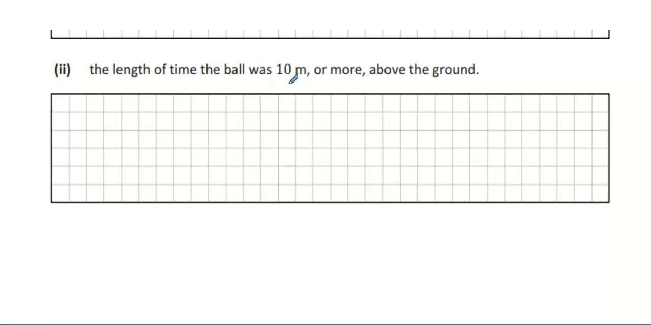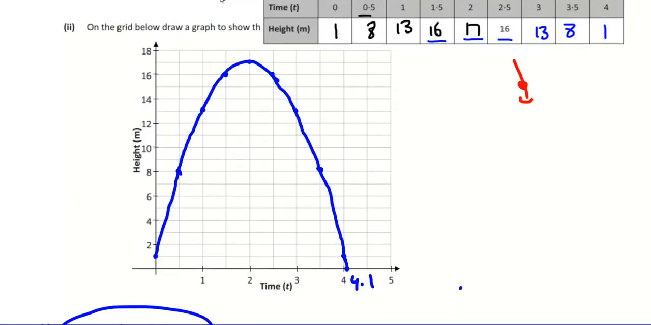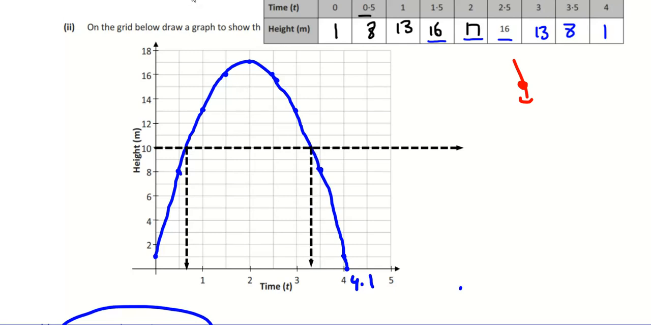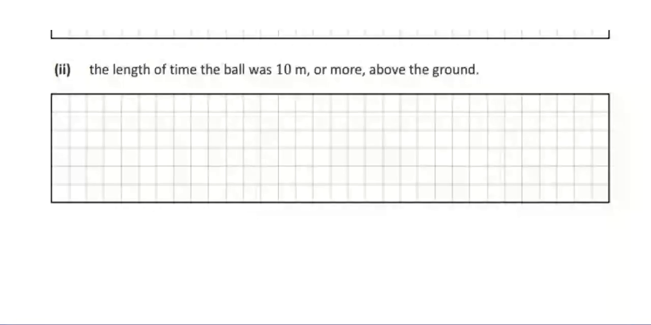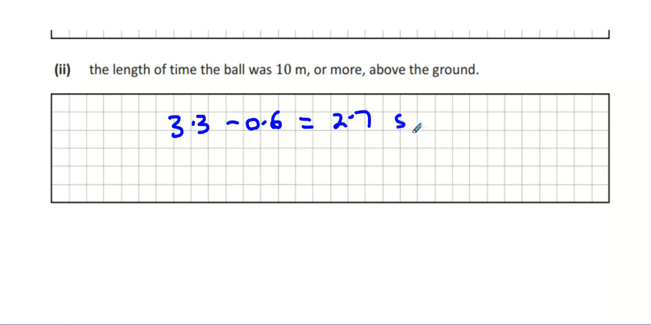The length of time the ball was 10 meters or more above the ground. All right, so 10 meters or more above the ground, you go to the height of 10, you draw a line straight across. Where it hits the graph, you go straight down. These two times here. I estimate that's 0.5, so I'm thinking that's 0.6. And that would be 3.5, so I'm thinking that's 3.3. So I'm going to do 3.3 take away 0.6. Okay, so 3.3 take away 0.6, and that will be your 2.7 seconds.